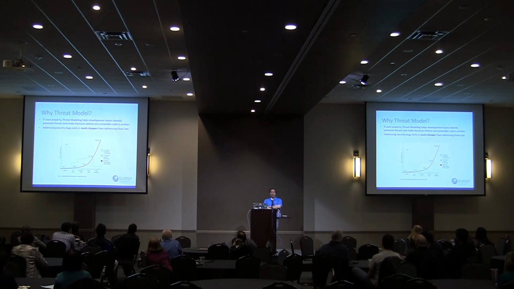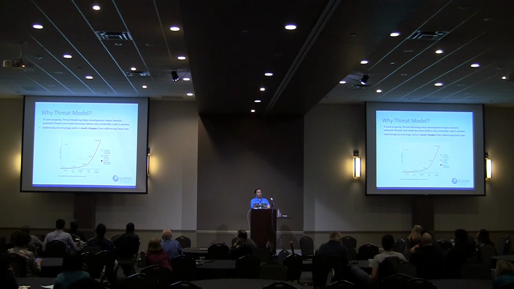First one, why do we want threat modeling? This is an interesting graph. If used properly, threat modeling helps development teams to identify potential threats and make decisions before any vulnerable code is written. And addressing security bugs early is much cheaper than addressing them later.